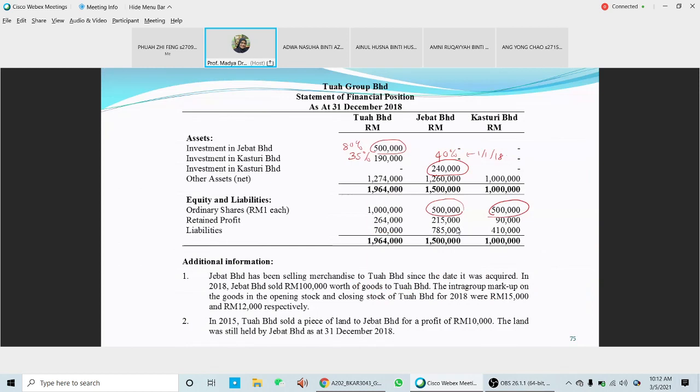And then information here. Investment in 12, you have 500. Another thing that is important here is the investment in Jebat. Investment in Kasturi is for that 35%, Jebat 80%. And then investment in Kasturi by Jebat is 40%. The value here is 240. And then information about the share capital. So that is what you need to know.